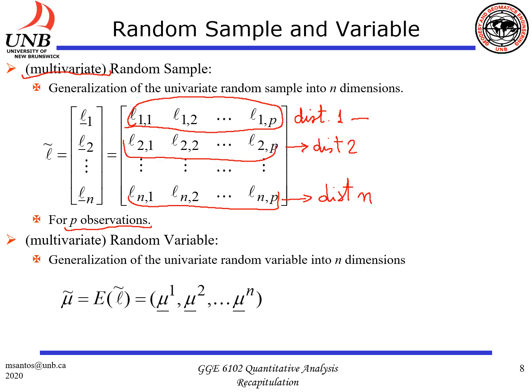So we can compute the mean value for each one of these distances. And here we have the mean value for distance 1, the mean value for distance 2, the mean value for the nth distance, and we can group them in a vector that is now a multivariate sample.